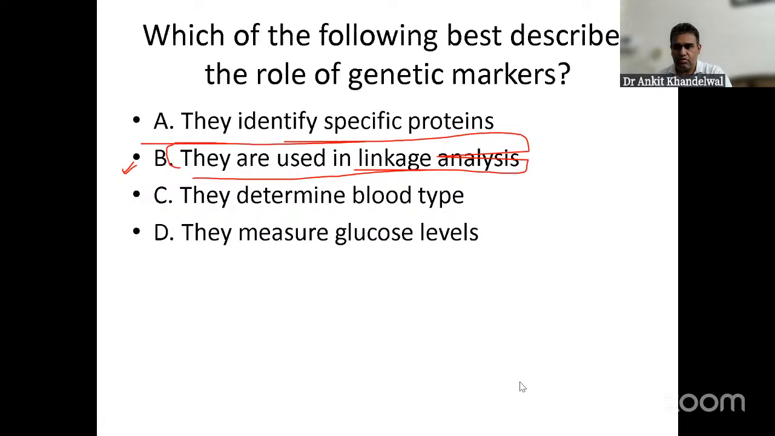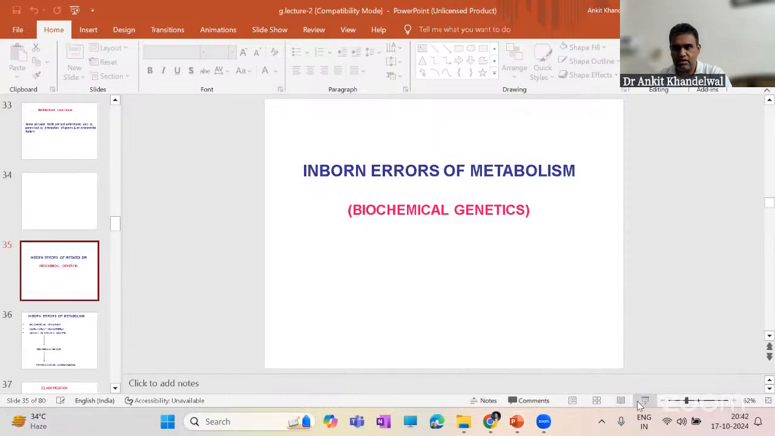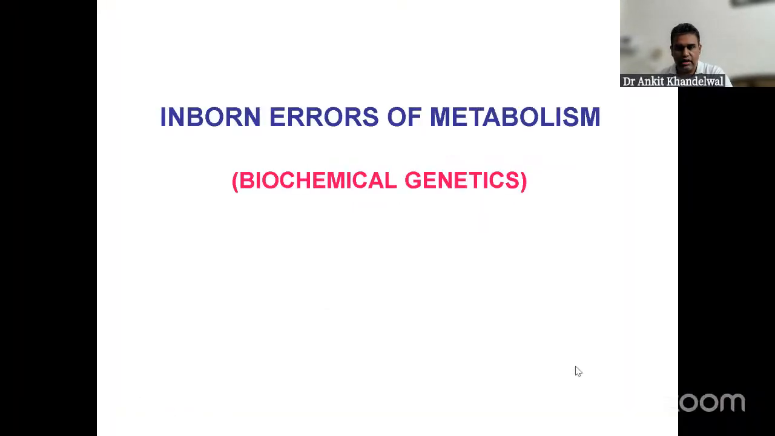Okay, let me move back to our discussion on inborn errors of metabolism. And in the previous lecture, I told you who was the father of inborn errors of metabolism. That was a scientist known as Archibald Garrod. Archibald Garrod used to come as an MCQ. That was why I still remember it.